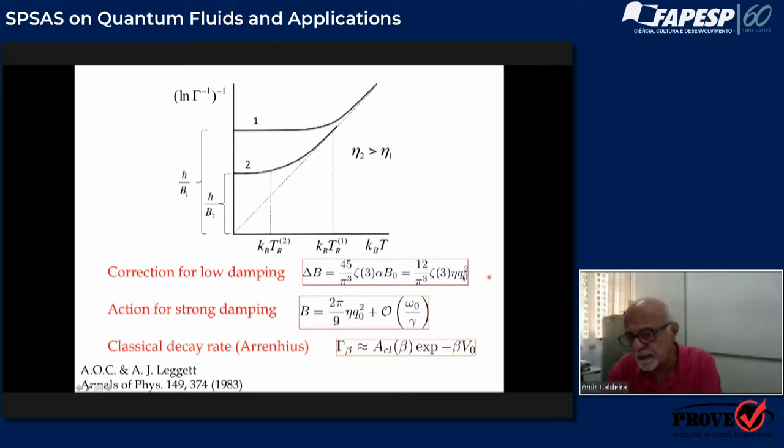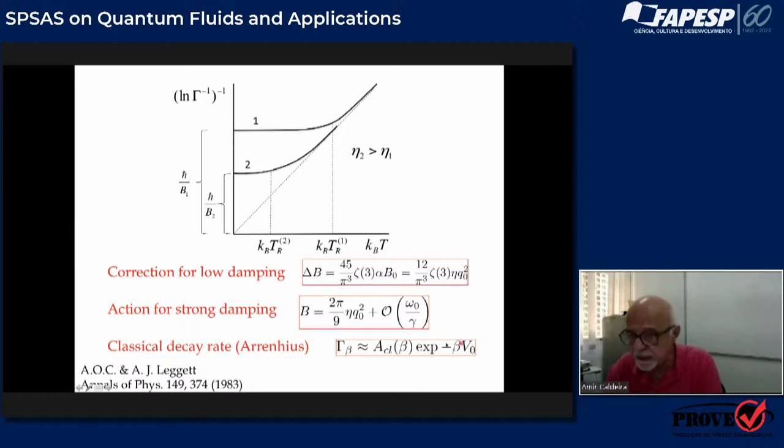It has to do with this eta, Q naught square, and for strong damping, that's the result that we have. And then in terms of order of omega naught divided by gamma, because gamma here is much higher than omega naught. And the classical decay rate, which is the Arrhenius factor.